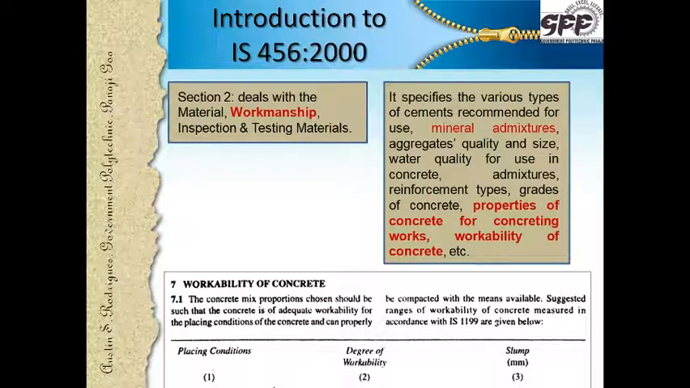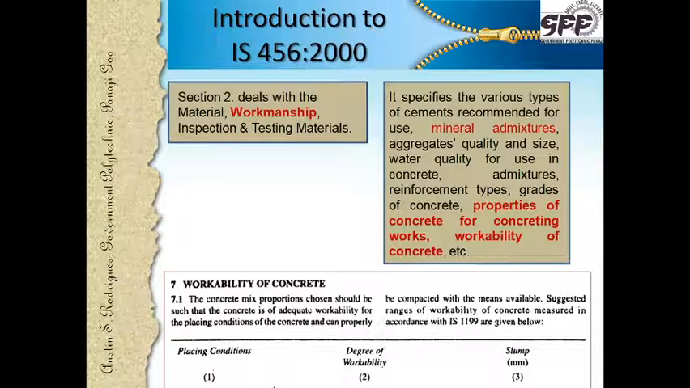Then from the materials, in the same section, clause number 7 deals with workmanship. It specifies the various types of cements recommended for use, mineral admixtures and the other things, and then finally it goes to concrete, then properties of concrete for concreting works. So now when we are talking of properties of concrete, one of the most important properties of concrete is the workability. Now over here in clause 7.1, it says the concrete mix proportions chosen should be such that the concrete is of adequate workability for the placing conditions and can be properly compacted with the means available.